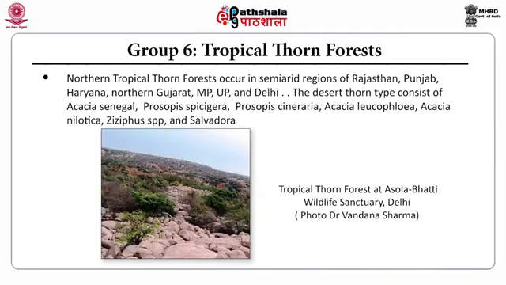The northern tropical thorn forests occur in semi-arid regions of Rajasthan, Punjab, Haryana, northern Gujarat, MP, UP and Delhi. The desert thorn type consists of Acacia senegal, Prosopis spicigera, Prosopis cineraria, Acacia leucophloea, Acacia nilotica, Ziziphus species and Salvadora species.